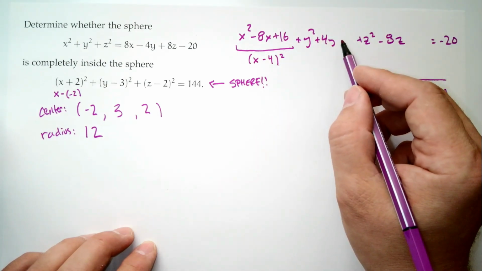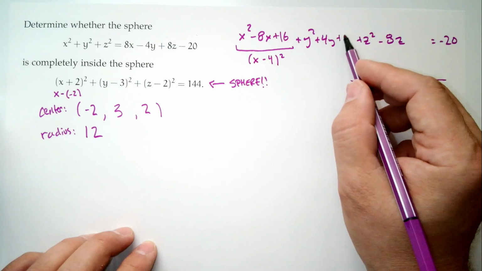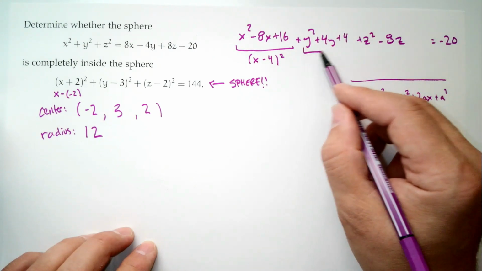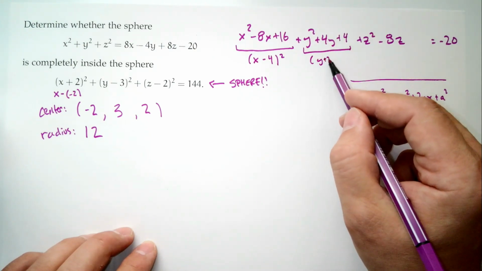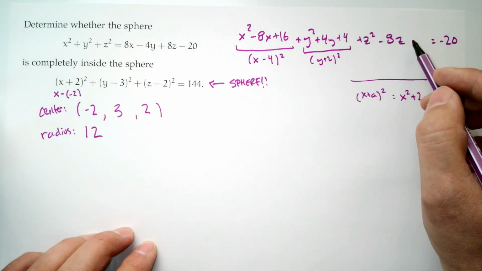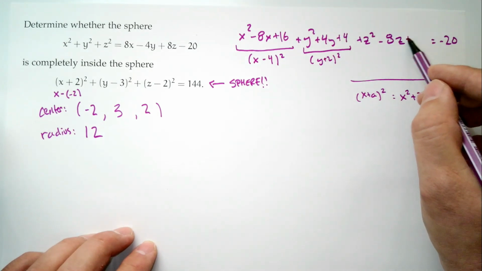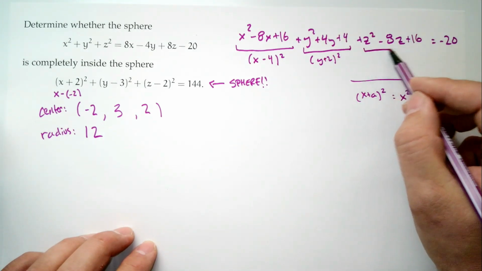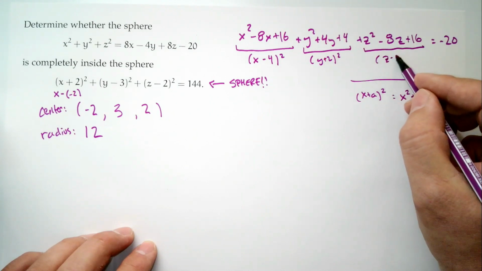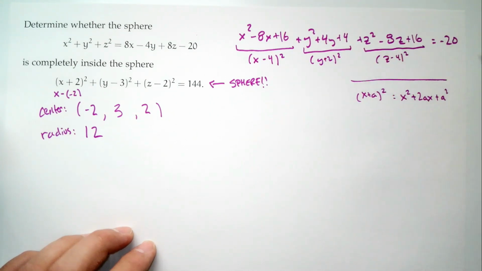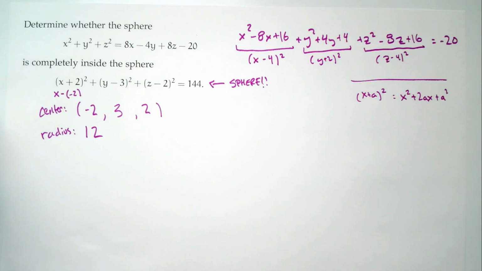What do I add here? 4. This becomes y plus 2 squared. What do I add here? 16. And this becomes z minus 4 squared. Now, there's a catch. You see, the problem is I've been now throwing in numbers. I've now changed this relationship, so I have to correct for what I've done. So to correct for what I've done, I need to somehow balance out.